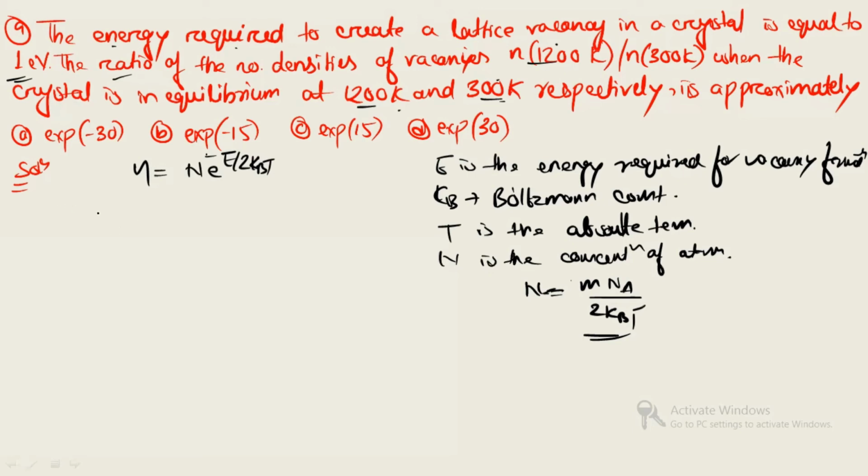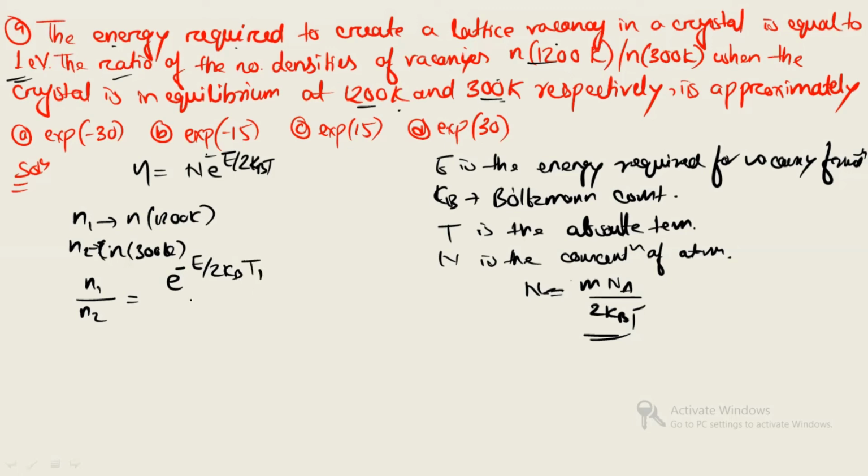Okay, so directly we will write what? N1 and N2. Here I'm taking N1 to be N at 1200 Kelvin, and N2 to be N at 300 Kelvin. So finally, how do you write N1 by N2? It is equal to e to the power minus E, the energy, which is the same for both, so I'm writing it as E, divided by 2 kB, where kB is the Boltzmann constant, divided by T1.